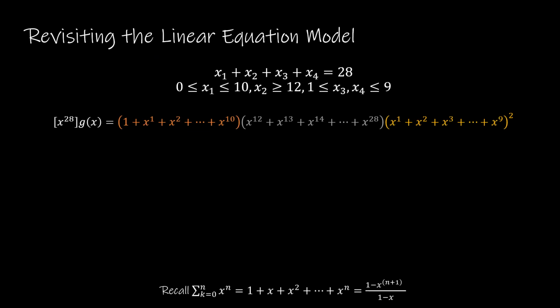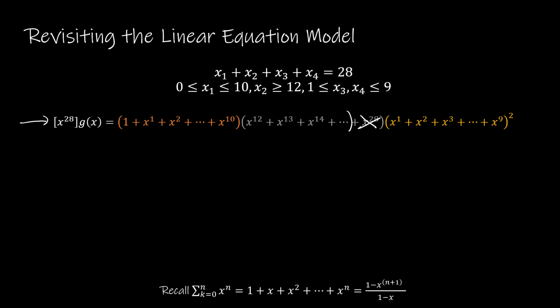We're going to revisit the linear equation model question we first looked at when we were just looking at how to model with generating functions in video 8.4.1. So at that point, we stopped right here. We said, okay, we were able to model that the first variable was from 0 to 10. The second started at 12 and went on to infinity, so it's not necessary to put the 28 there. And the third and fourth variable both stopped at 9, so went from 1 to 9, notice not 0 to 9.